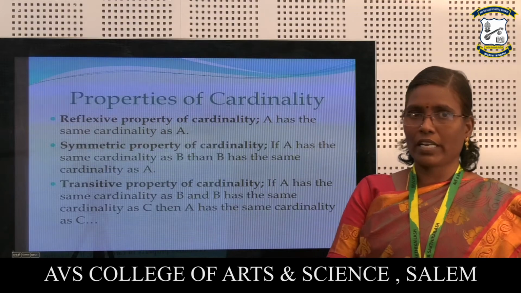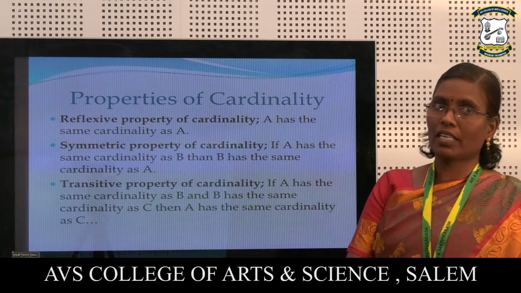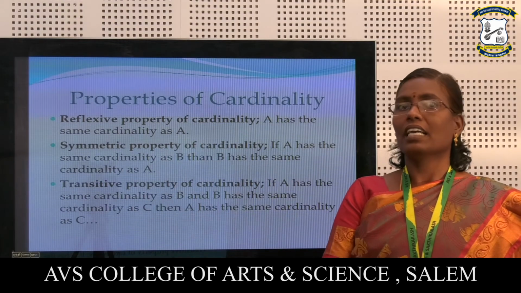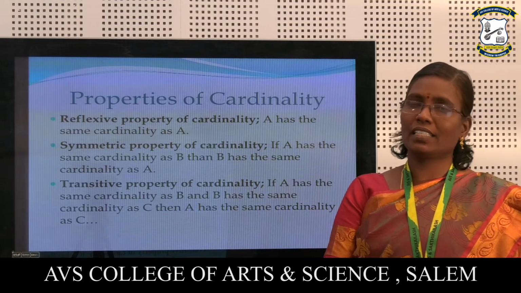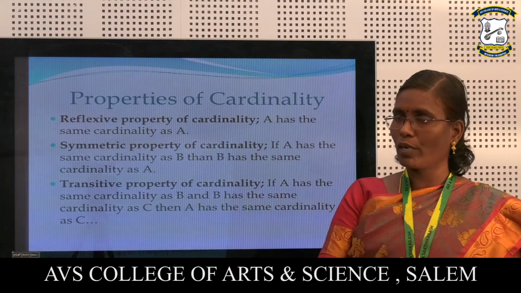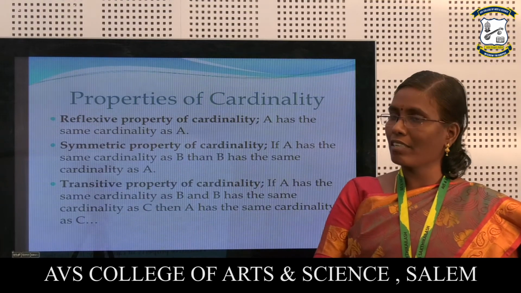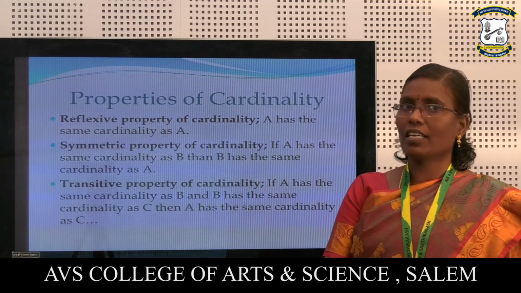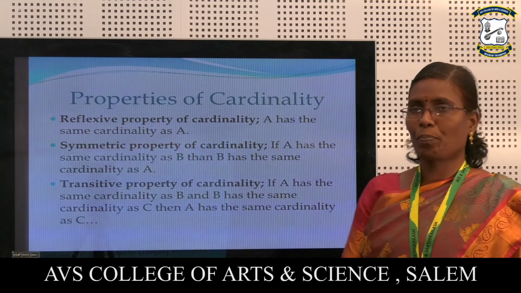Transitive property of cardinality. If A has the same cardinality as B and B has the same cardinality as C, then A has the same cardinality as C. That is, n of A is equivalent to n of B, n of B is equivalent to n of C, which implies n of A is equivalent to n of C.